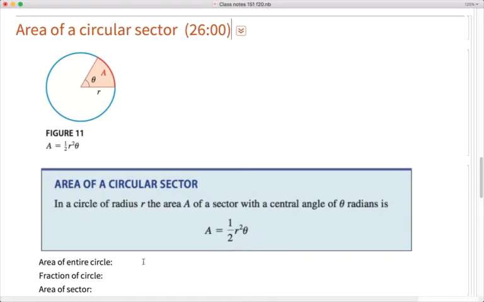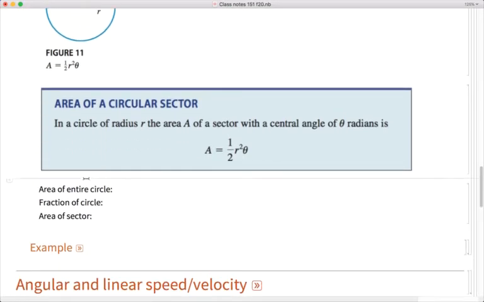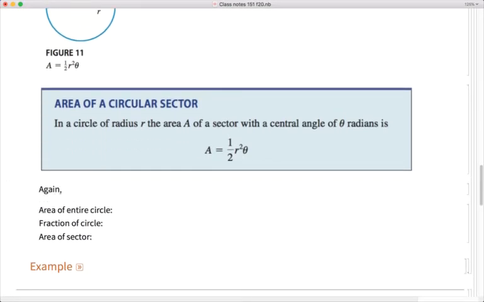And I'll derive it in exactly the same way that we talked about the length of the arc. So we do it once again as a fraction. Oh, again, as a reminder, I'm bad about this reminder: the theta must be in radians. This formula doesn't work for degrees.